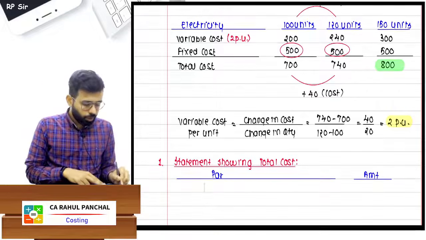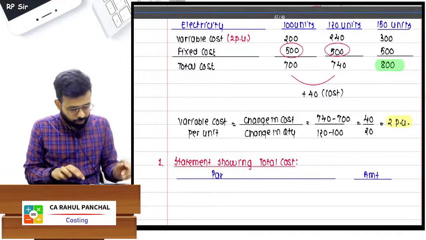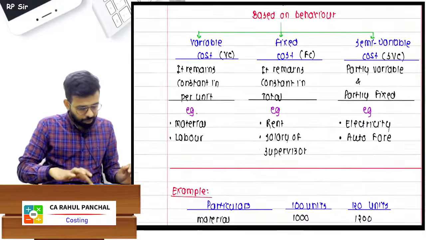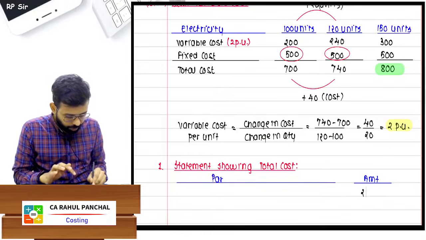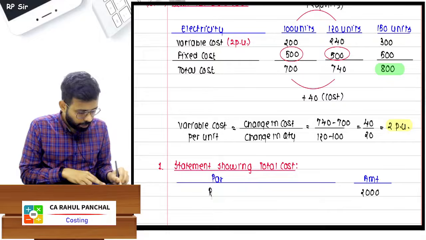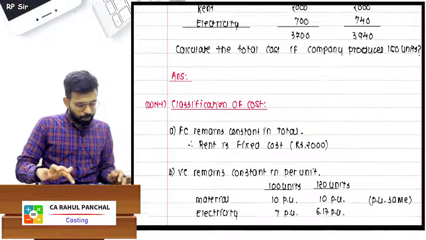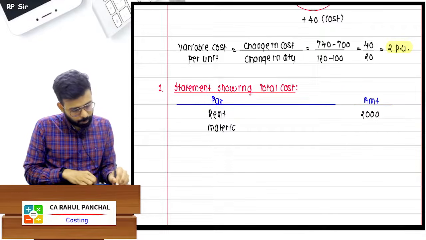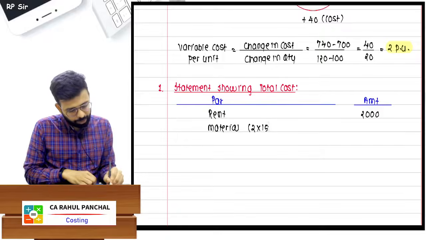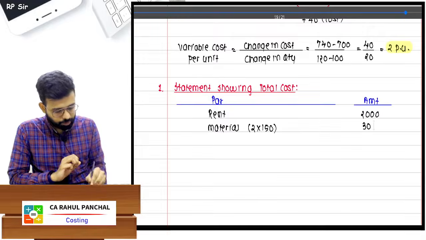The first cost which you incur is the fixed cost. In working note number 1A we have written that it will always be 2000 rupees. So first I am writing rent as 2000 in totality. After rent, the B part which we have written is variable cost, that is material, which is 2 rupees per unit, and the cost is being calculated for 150 units.